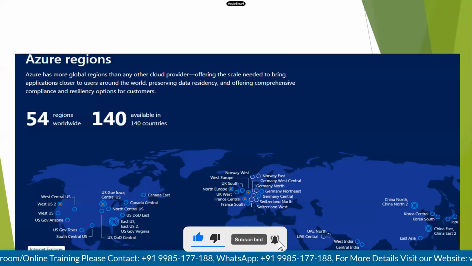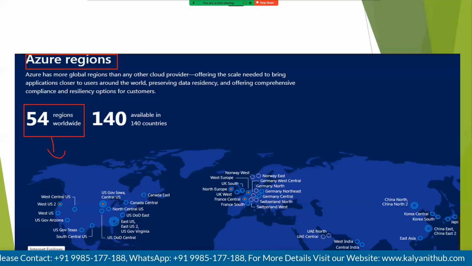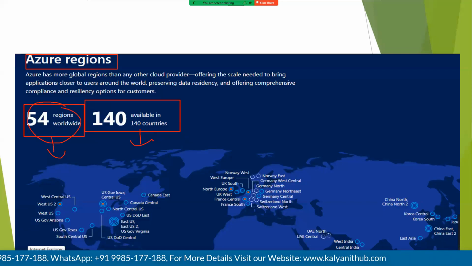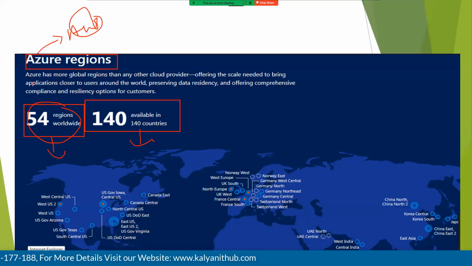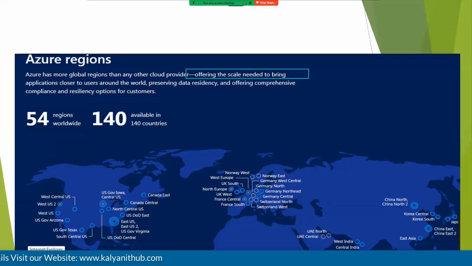Why Microsoft Azure? Why not AWS? Azure has more global regions. I mean, 60 plus regions, and around 140 countries where we have our own data centers. The competitor of Azure, as you know already, is AWS. Azure has more global regions than any other cloud provider, in the sense that AWS. It offers scale, and brings your new application closer to customers. Nowadays, business is at your doorstep, right?